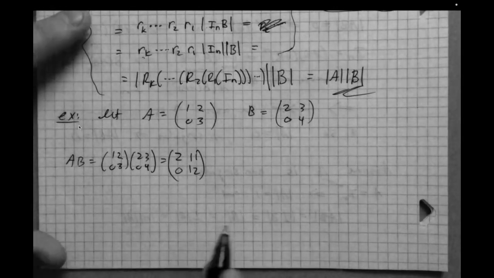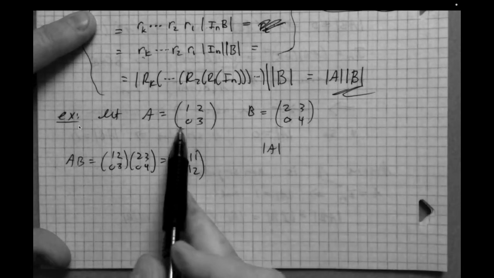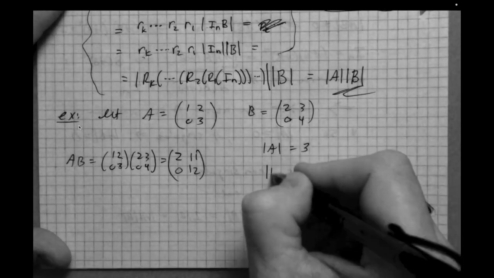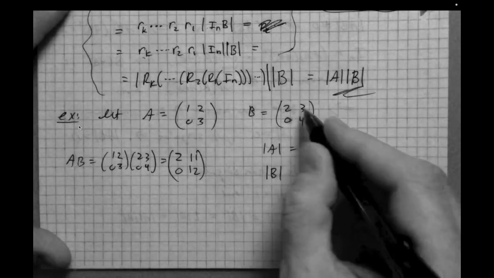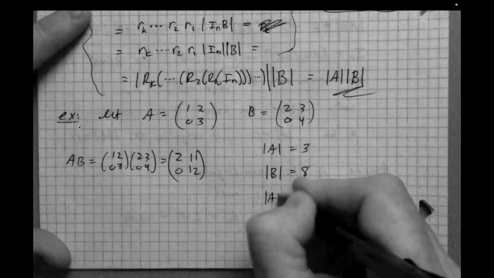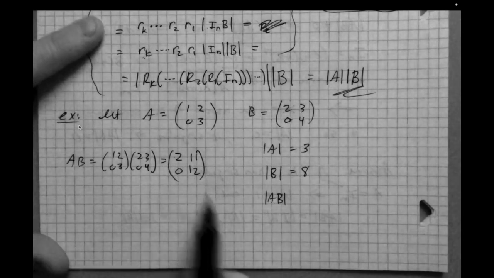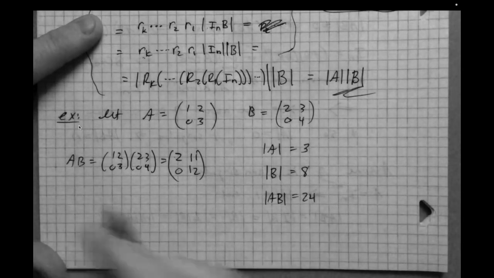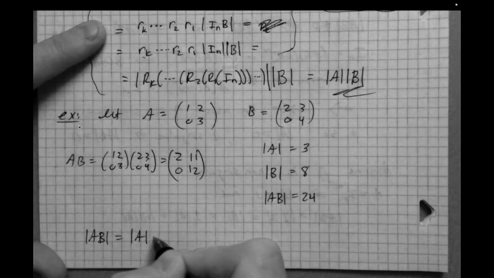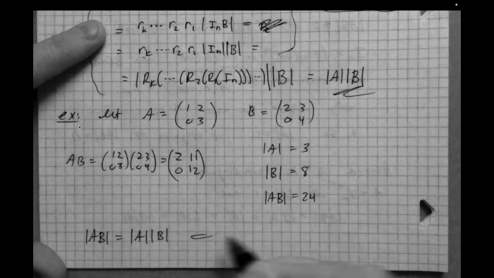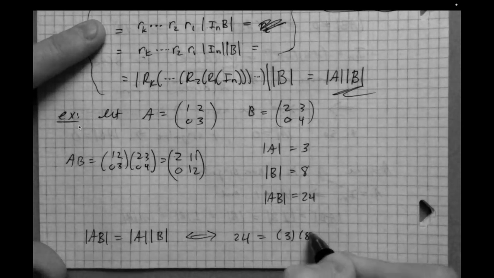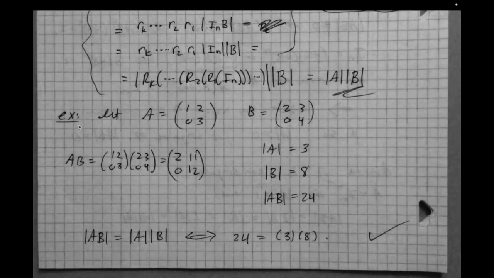Now, what are the determinants of all these matrices? Well, the determinant of A, we can look here, is 1 times 3. This is a diagonal. So the determinant's 3. What about the determinant of B? 2 times 4, again, diagonal. So it's 8. The determinant of AB, well, it's 2 times 12, 24, right? And so here we can clearly see that the determinant of AB is equal to the determinant of A times the determinant of B, right? Because 24 is equal to 3 times 8. So it checks out. Perfect.